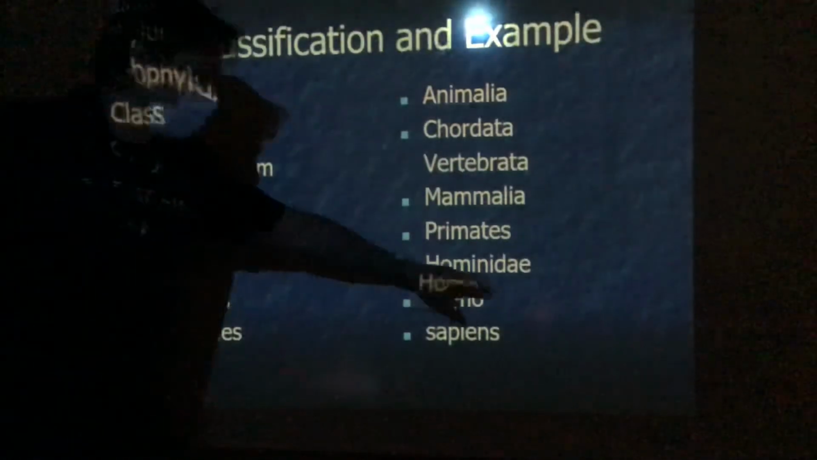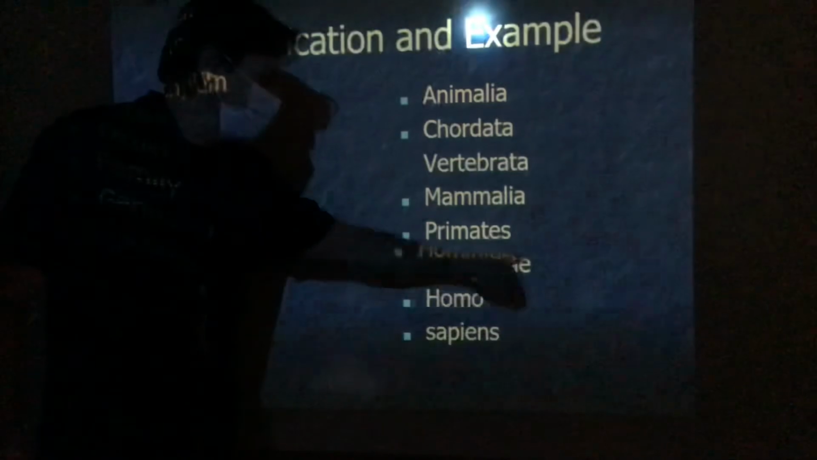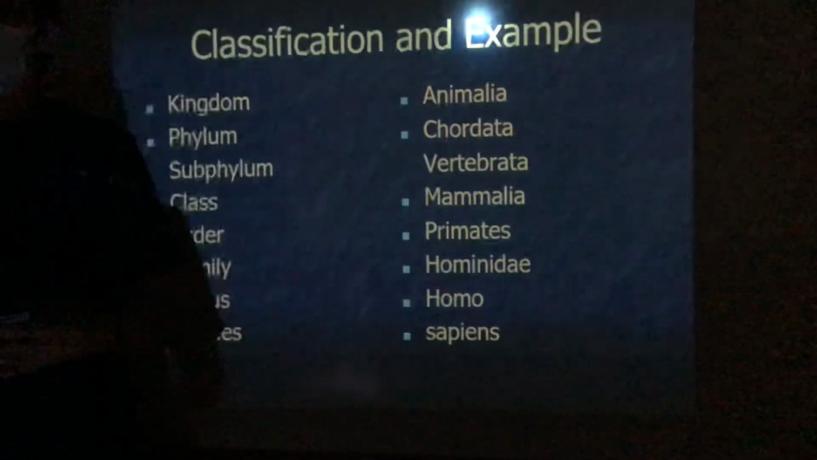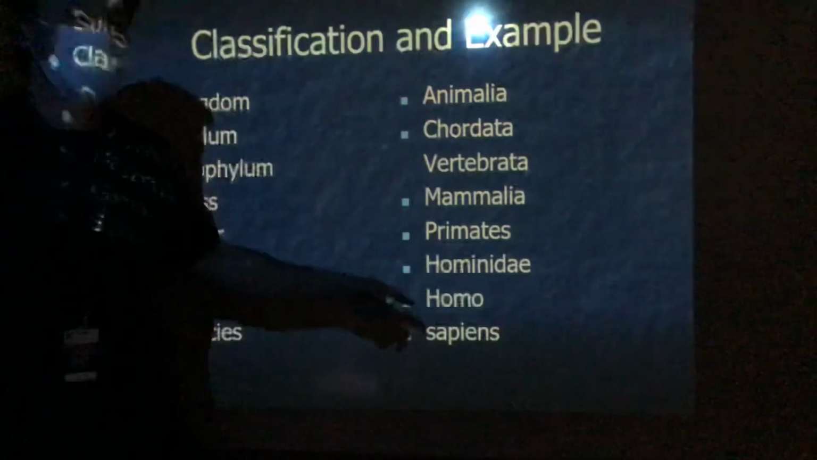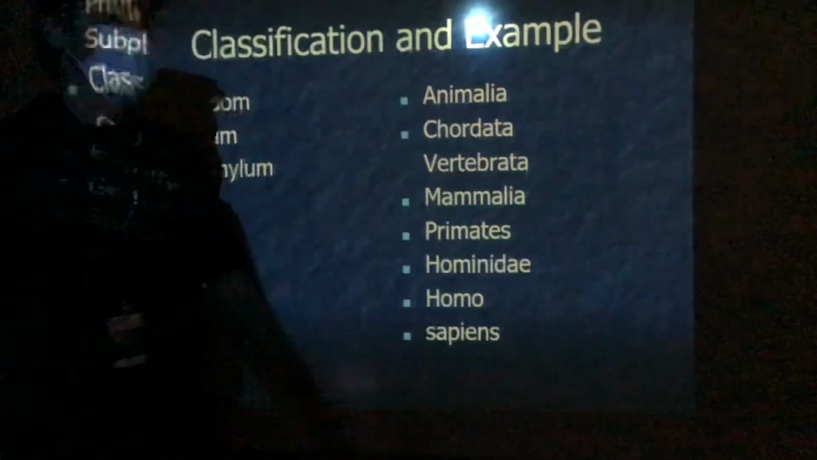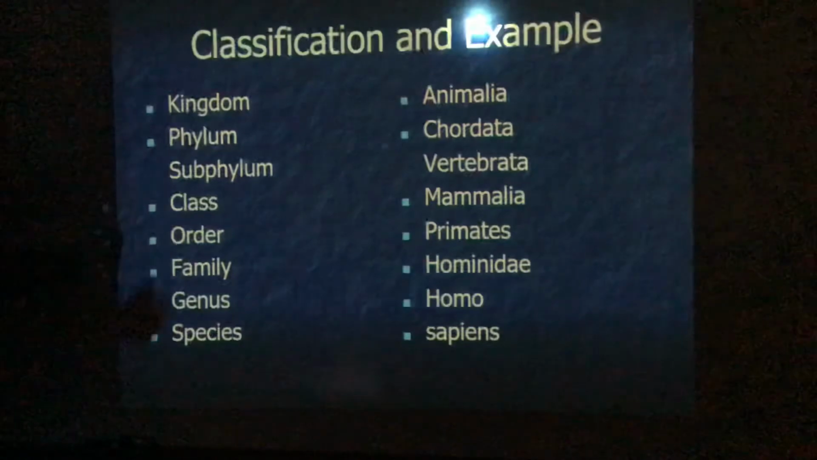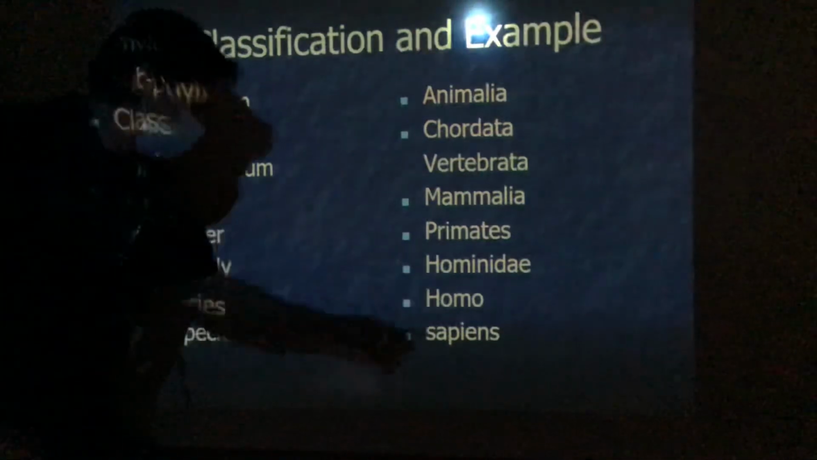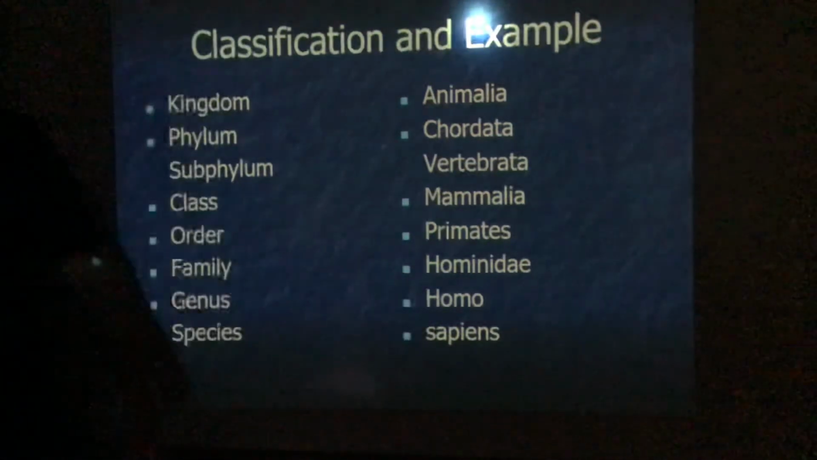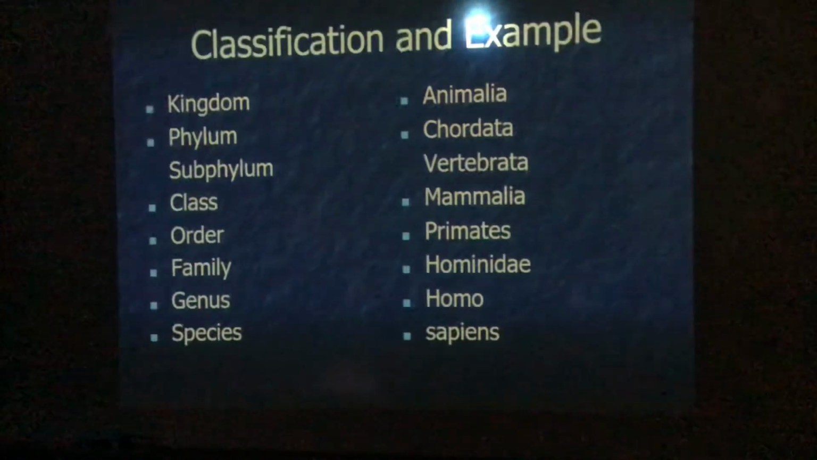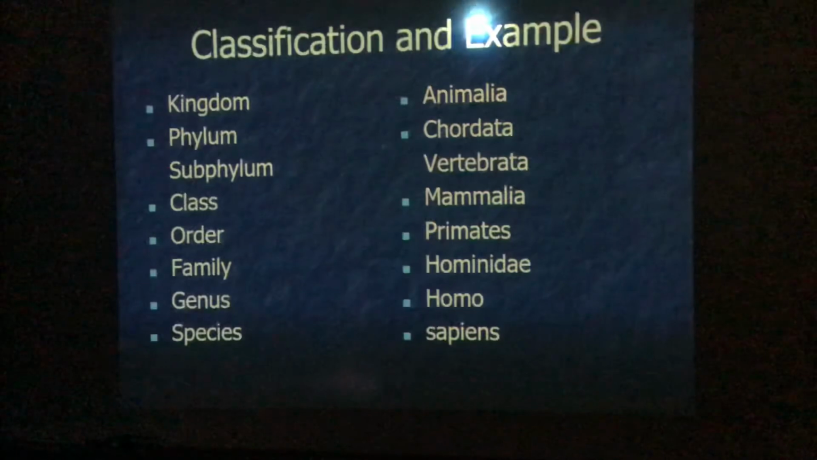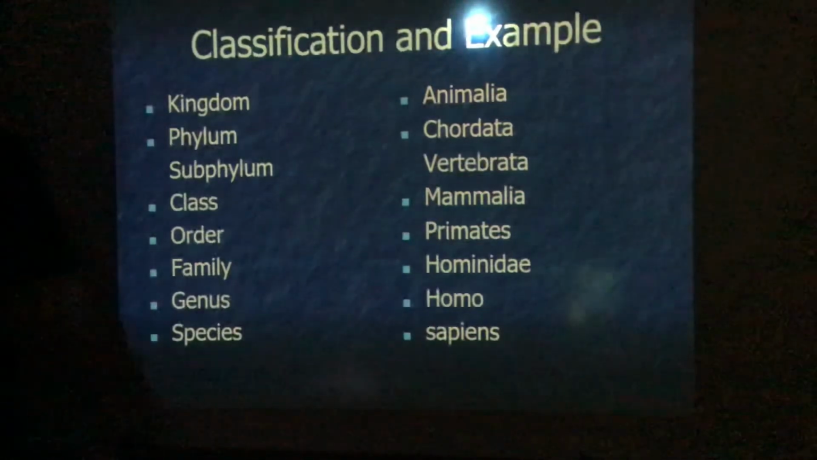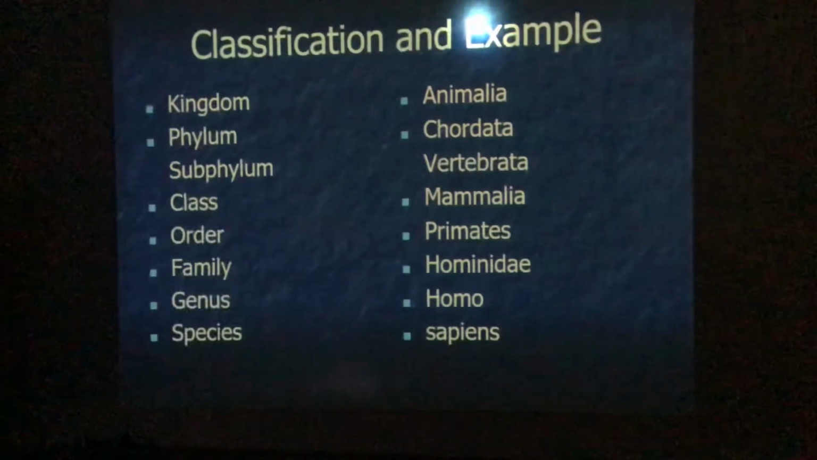Family, the Hominidae. Actually, this little ending means kind of like family group. You'll see a pattern when things have the AE ending. That means family in Latin. Genus, Homo. Species, sapiens. So that is our complete classification using the Linnaean system for humans.